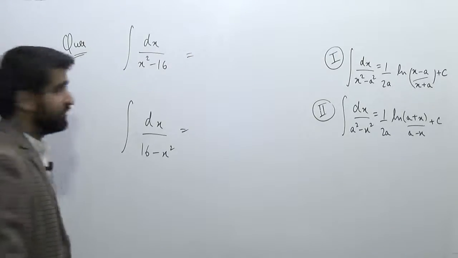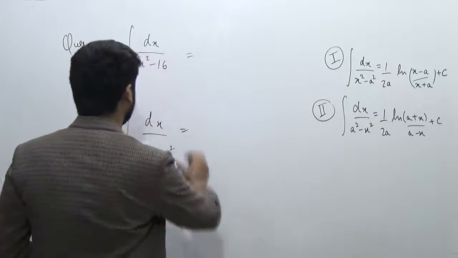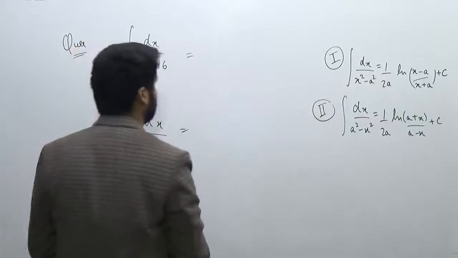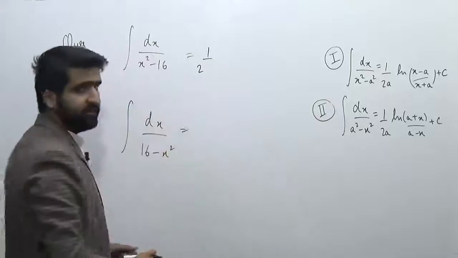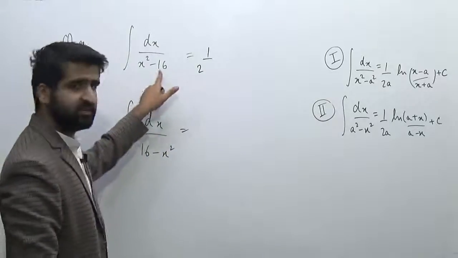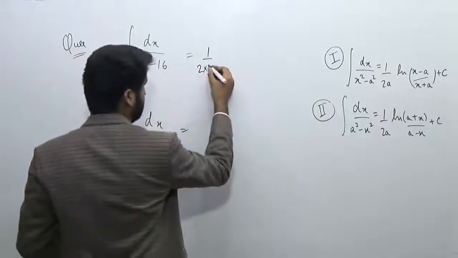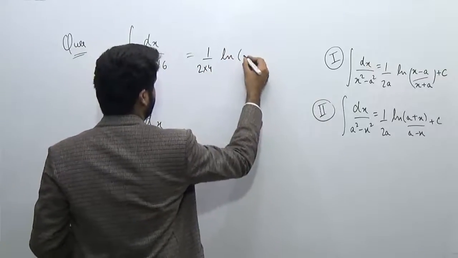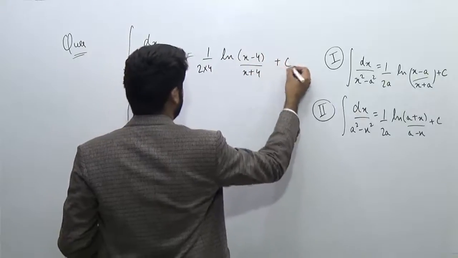Hope you have done the questions. In the first problem you can see that this is becoming x² − a². So you will apply the formula 1/2a. You know the value of a here is 4, since 16 is 4 square, right? So this will become 1/(2×4) ln|(x−4)/(x+4)| + c.